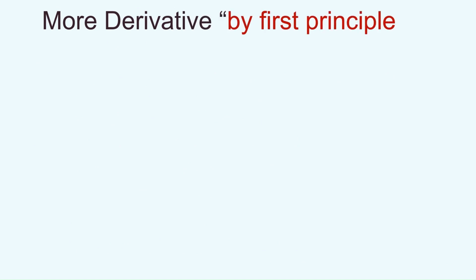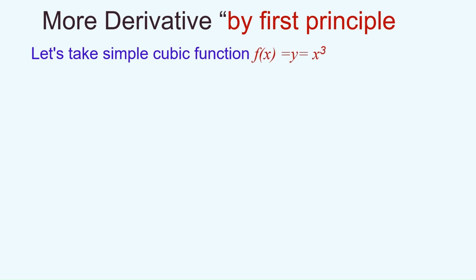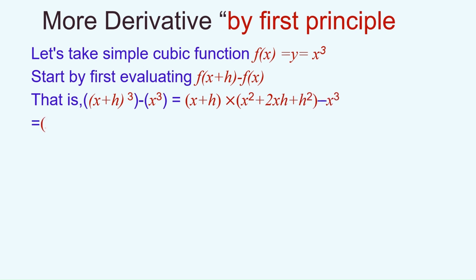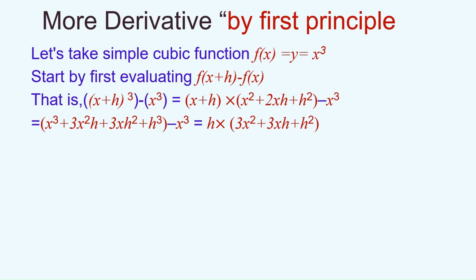More derivatives. By first principle, let's take a simple cubic function f(x) equals y equals x cubed. Start by first evaluating f(x plus h) minus f(x), that is, (x plus h) cubed minus x cubed equals (x plus h) times (x squared plus 2xh plus h squared) minus x cubed equals x cubed plus 3x squared h plus 3xh squared plus h cubed minus x cubed equals h times (3x squared plus 3xh plus h squared).